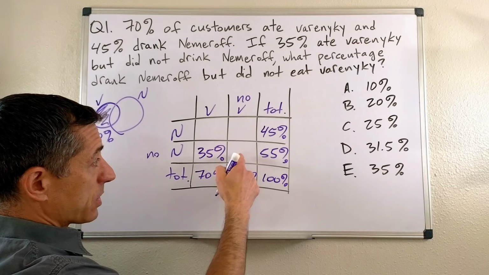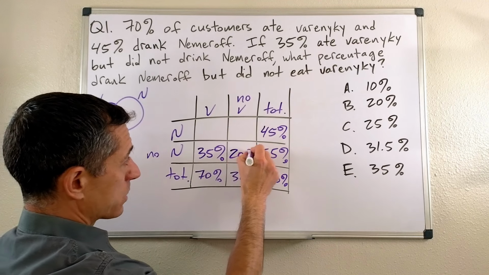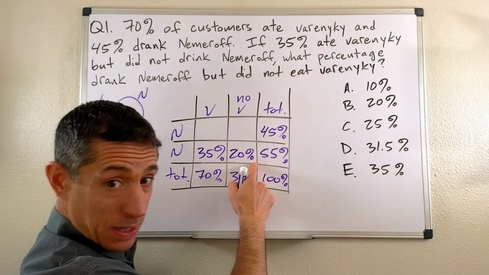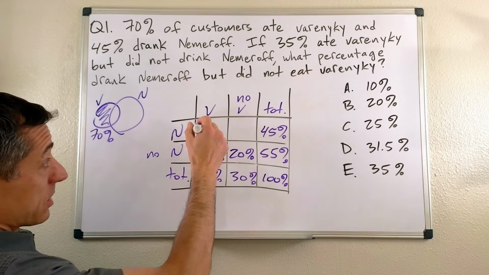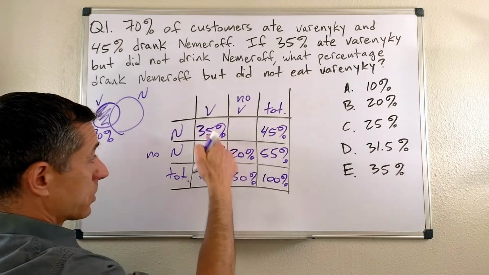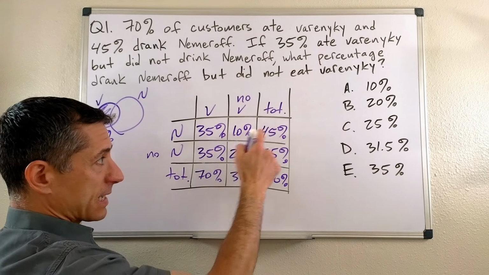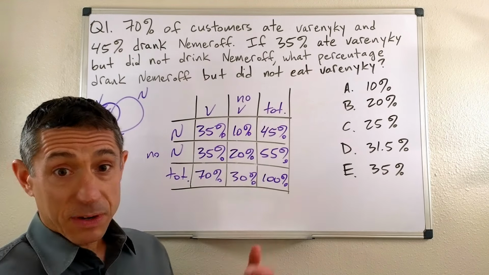So 35%. This has to be 25%, or sorry, 20%, because 55% minus 35 is going to give you 20%, and so on. So this has to be 35% so that these two add up to 70. This has to be 10% so that these add up to 45. We've got everything we need.